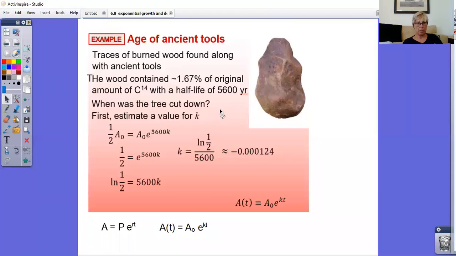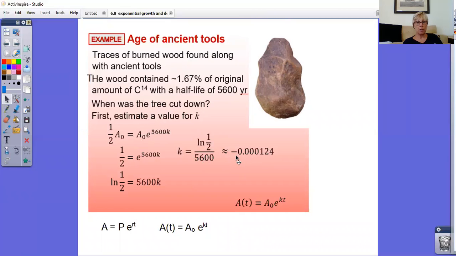Okay, in this problem, the first thing I need to do is find k. So my beginning amount is A naught. My ending amount is half of A naught. e to the r now is k, and t is time. Divide both sides by A naught, and I'm left with this. ln both sides, natural log of both sides, divide by 5,600, and I have my rate of decay.